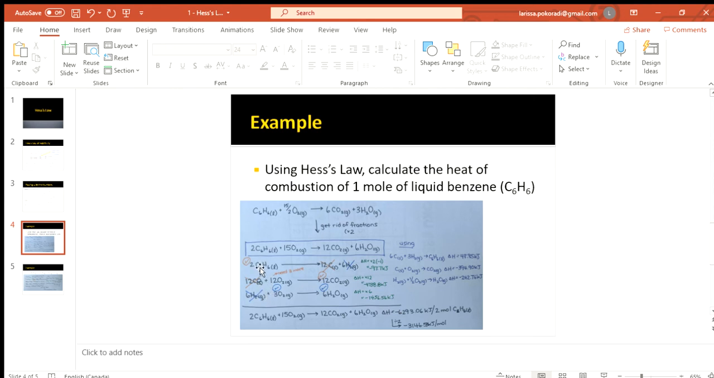So anything that isn't crossed out gets written below. Didn't cross out the liquid benzenes, gets written below. We can summarize all of these oxygens together to be 15 oxygens. We have 12 carbon dioxides, and we have 6 gaseous waters. So what we write down here should exactly match what we had in the box above. So it feels like you're done because you've done all of this adding and crossing out. You've been able to make the overall reaction that you were searching for.